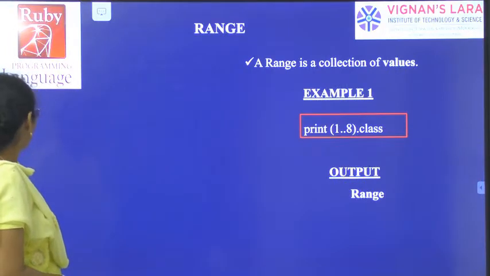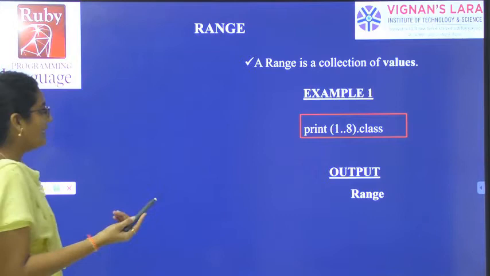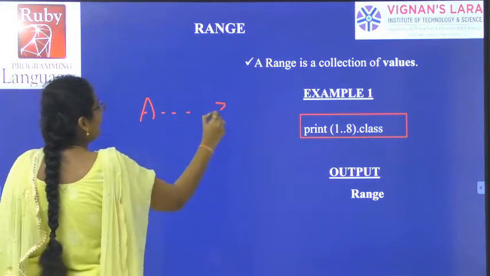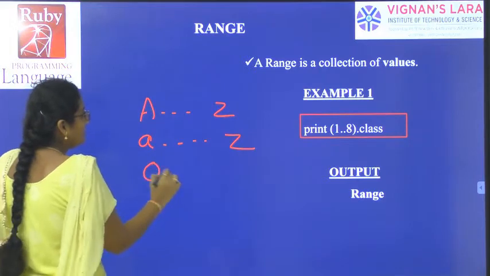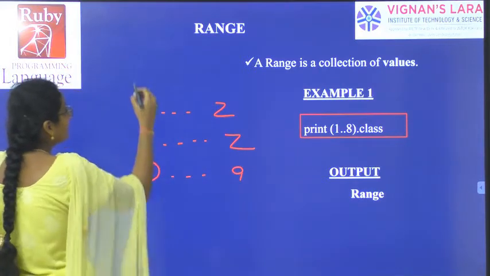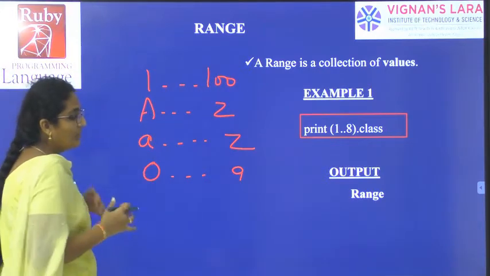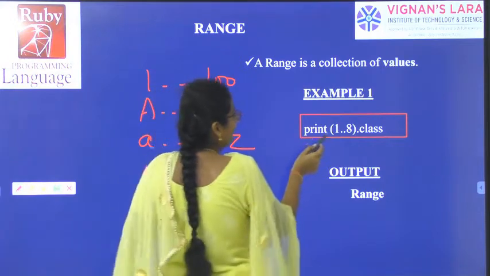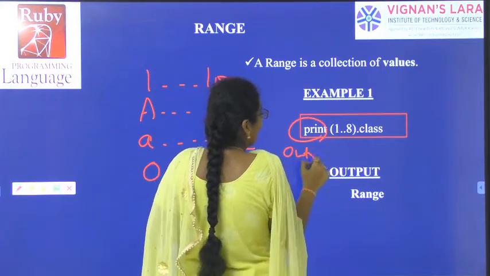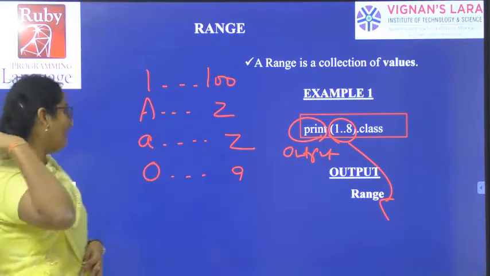So the next data type is range. Range is nothing but a collection of values. A to Z can be a range. 0 to 9 can be a range. 1 to 100 can be a range. So range is nothing but a collection of values. If you see here also, print is used to display output and 1 to 8 is taken as the range. So range is one more data type.